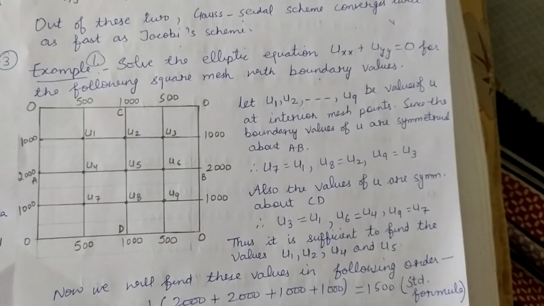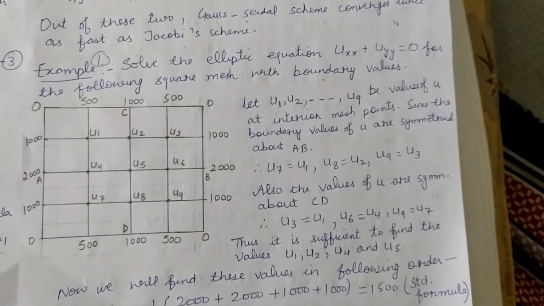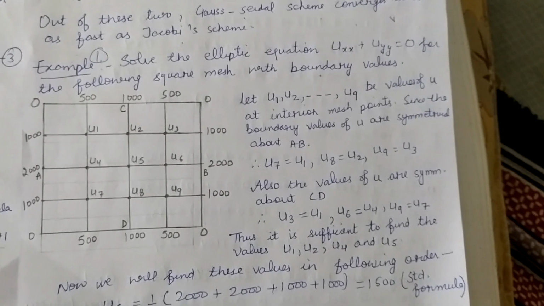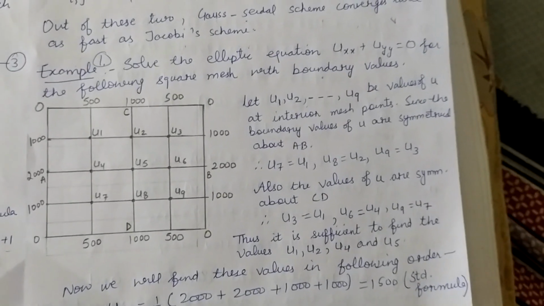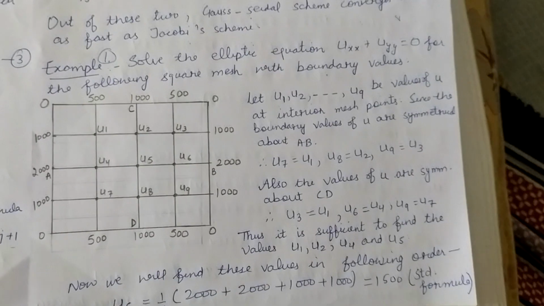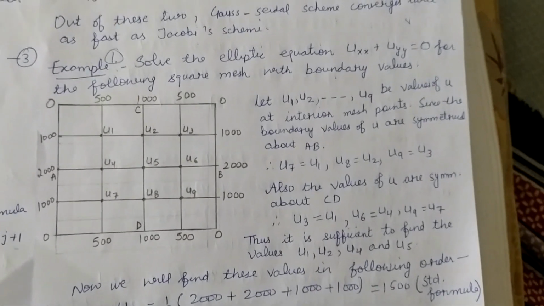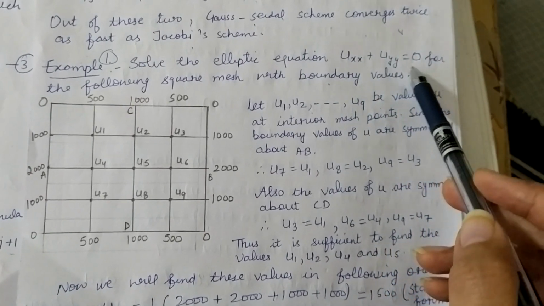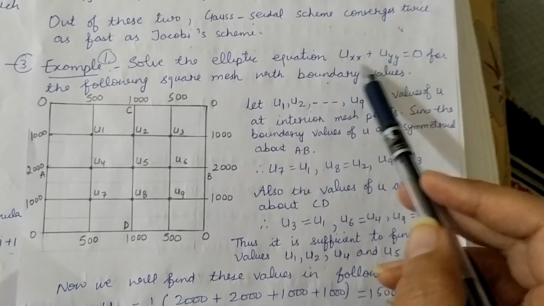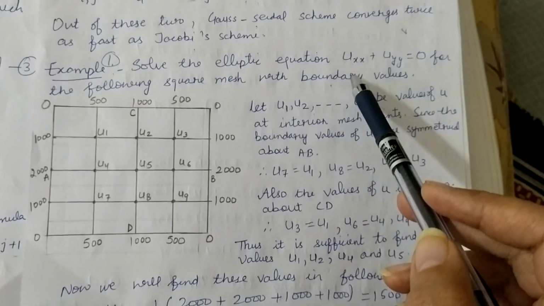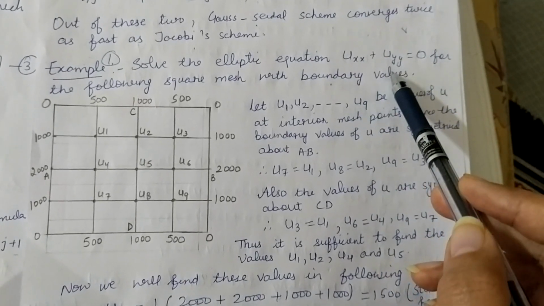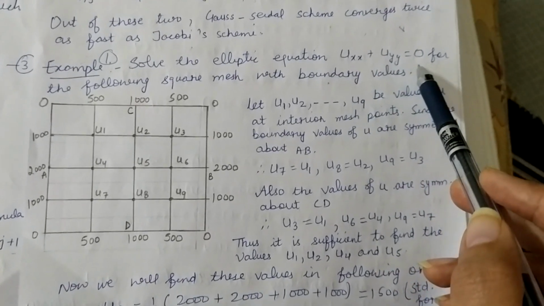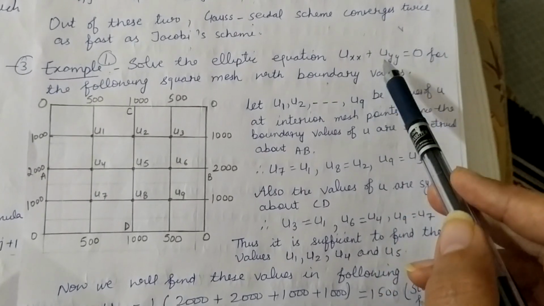Hello students, so now we are going to solve a question of Laplace equation. How to find out the solution of Laplace equation. So what is given to you, look in this example: solve the elliptic equation u double x plus u double y equal to 0. You know this is your Laplace equation because it is ∂²u/∂x² plus ∂²u/∂y² equal to 0. So now you have to find out the solution for this one.